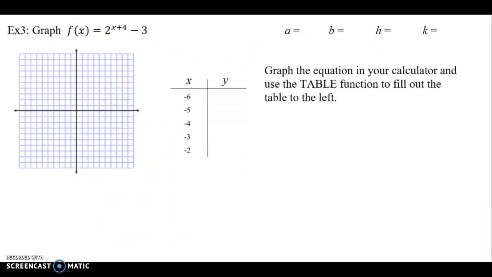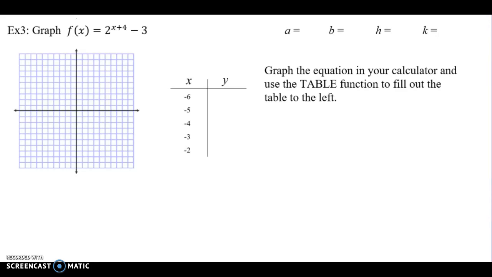So here it says graph the equation. I want you to actually do this time, so we're not going to plug in numbers manually. I want you to graph the equation in your calculator. Go to y equals and type in 2 to the x plus 4. Then you're going to have to arrow out of the exponent because this minus 3 is down at ground level. It's not up in the exponent.